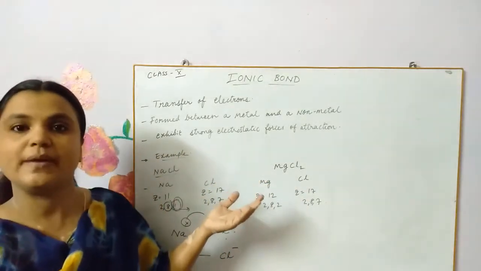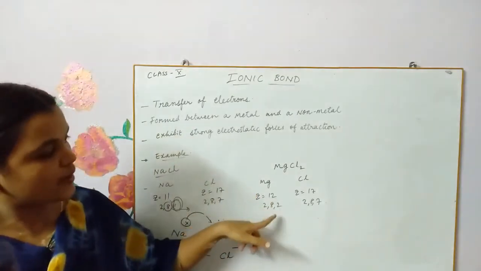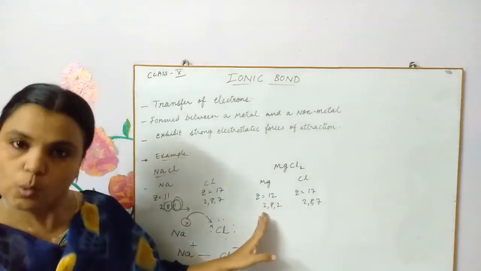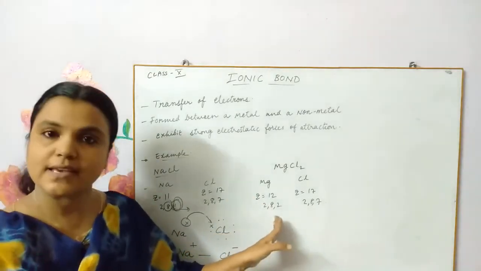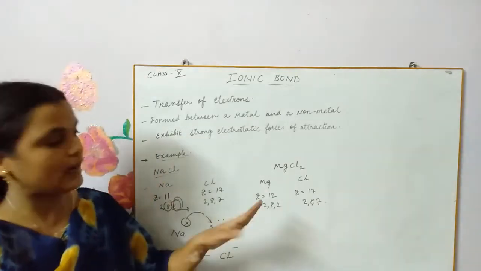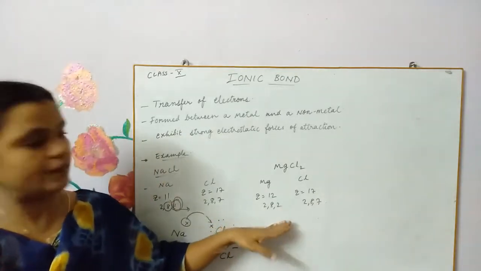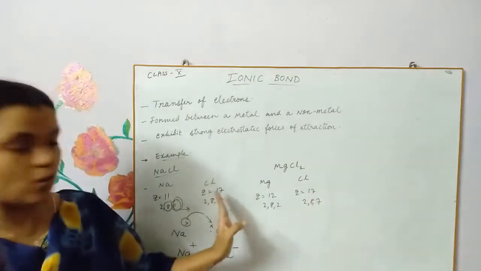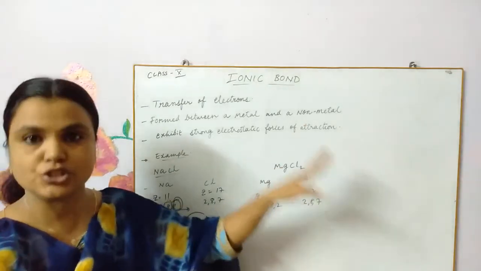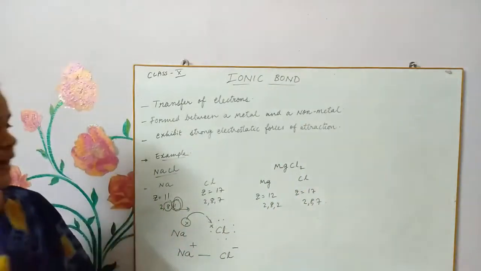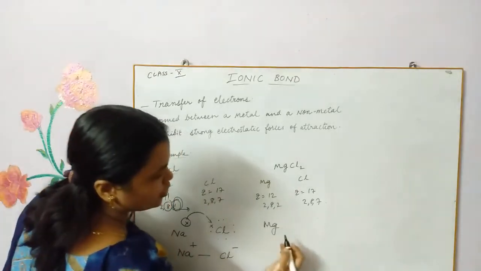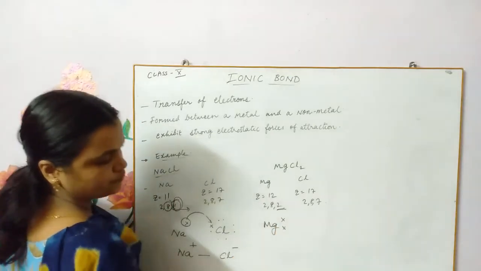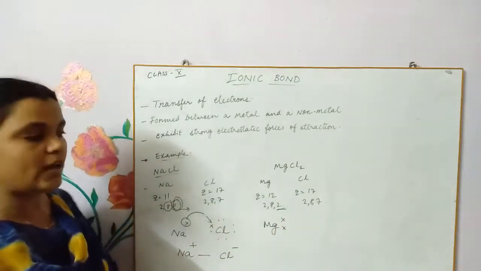What is the atomic number of magnesium? It is 12, children. Atomic number is 12. So how will you represent it in the form of electronic configuration? First shell 2, maximum number of electrons, and then second shell 8, and how many are left? 2 are left. So 2, 8, 2 is the electronic configuration of magnesium, and chlorine is 2, 8, 7, as we have already seen. MgCl2, that means, let us again write down magnesium's electron dot configuration. How many electrons are present in the outermost shell? It is 2. I am representing it in the form of a small cross.